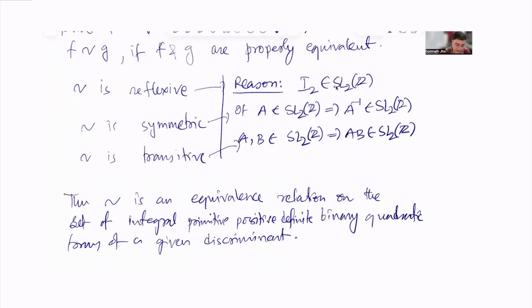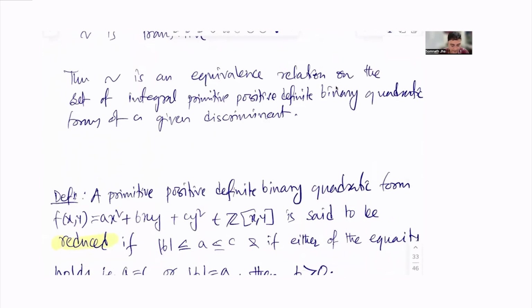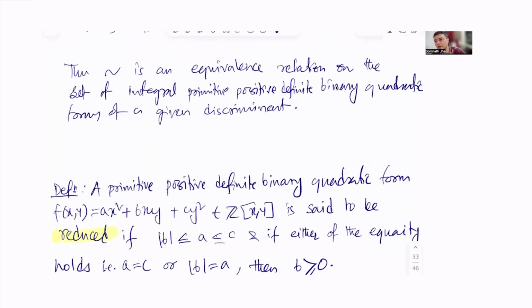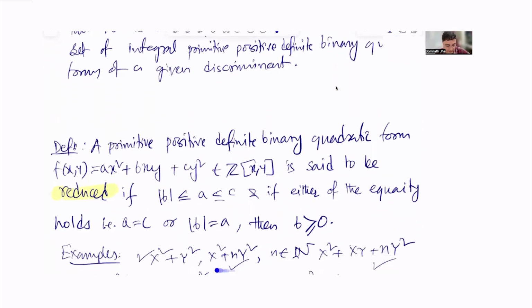So this is an equivalence relation, and every equivalence class has a unique member which is reduced. That means the binary quadratic form is said to be reduced if |b| is less than or equal to a, which is less than or equal to c. If there is equality at either stage, then b is non-negative, that is, |b| equals a. The examples are x squared plus n y squared, x squared plus y squared, and so on.